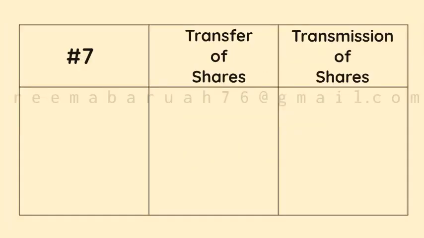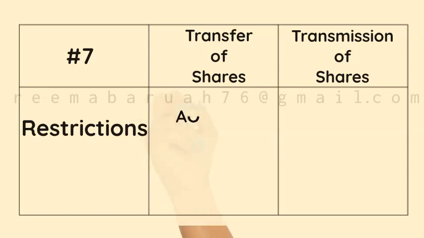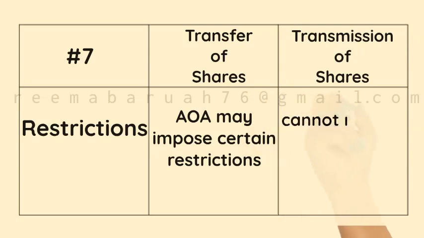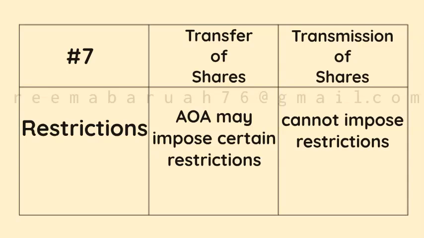The last difference is based on restrictions. A company may, by its articles of association, impose certain restrictions on the transfer of shares. But a company cannot impose restrictions on transmission of shares.